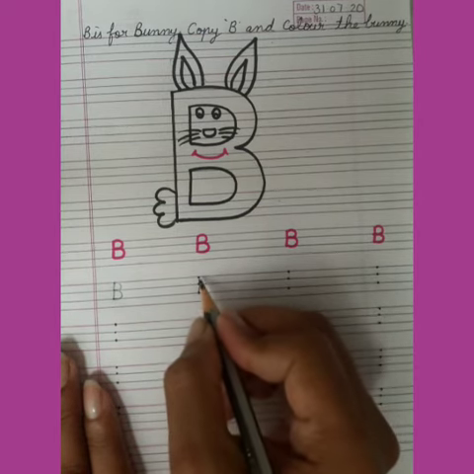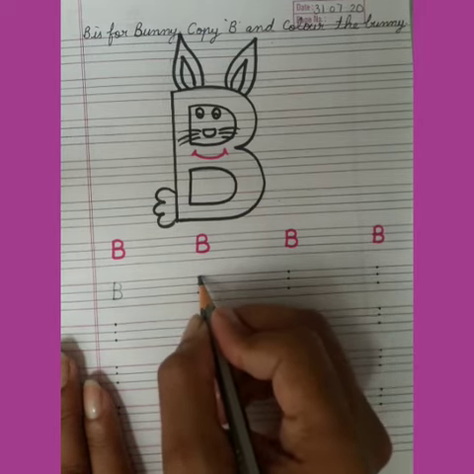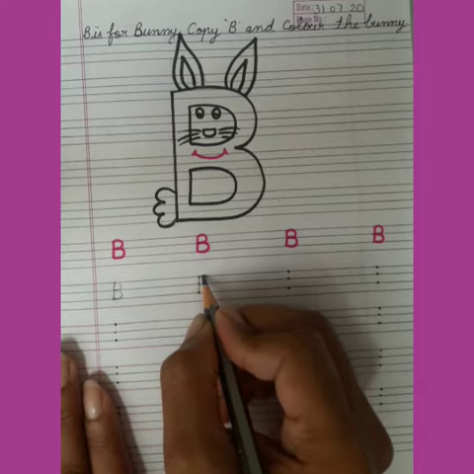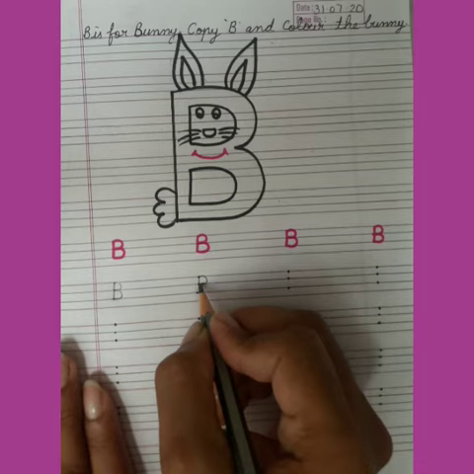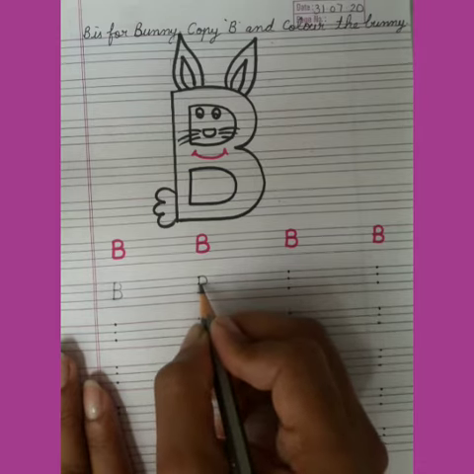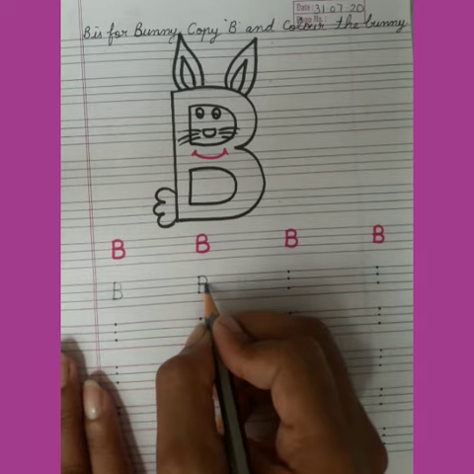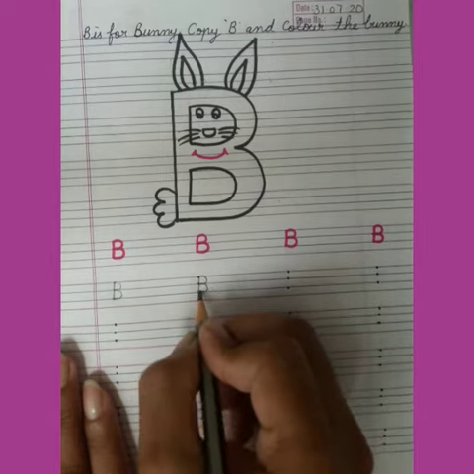Standing line. Start from the top. Make right curve. Small right curve. Join the second dot. Again start from the second dot. Make right curve. And join the third dot like this.